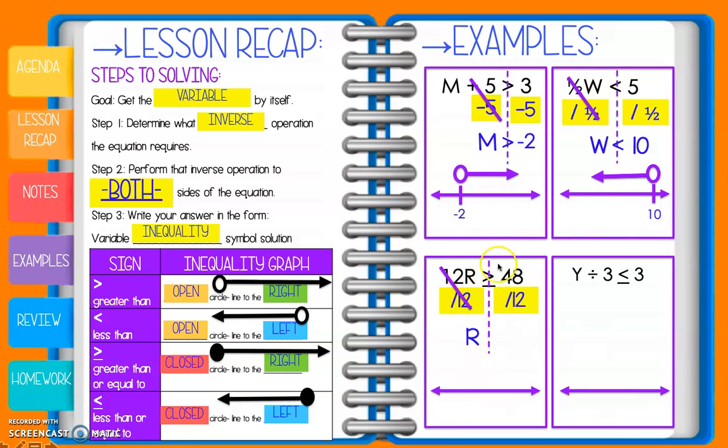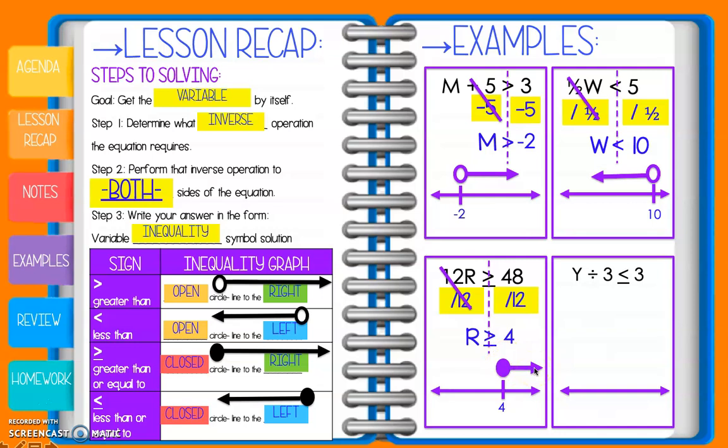I'm going to drop down my greater than or equal to sign. And then I'm going to divide. I've got 48 divided by 12, which gives me a 4. So my solution set for this is r is greater than or equal to 4. Now we need to put it on a graph. So I'm going to come down here on my graph. I'm going to plot 4. It is greater than or equal to, so I know I have a closed or filled in circle. And it's greater than, so I have a line that goes to the right.